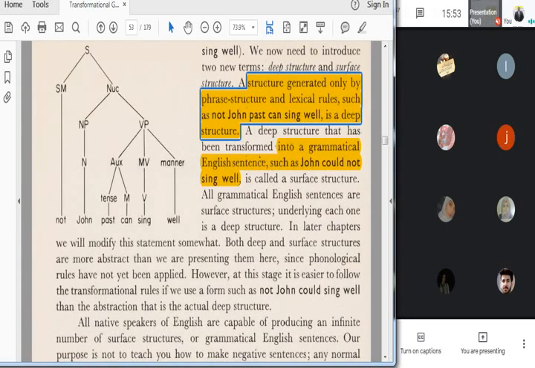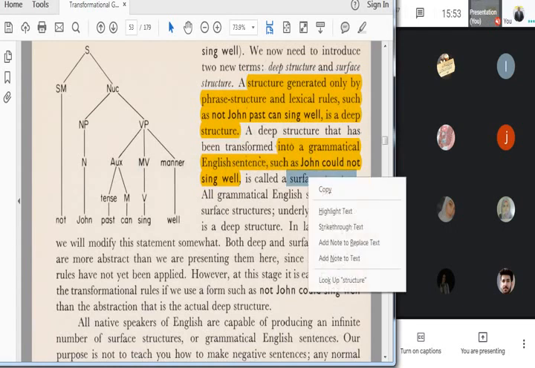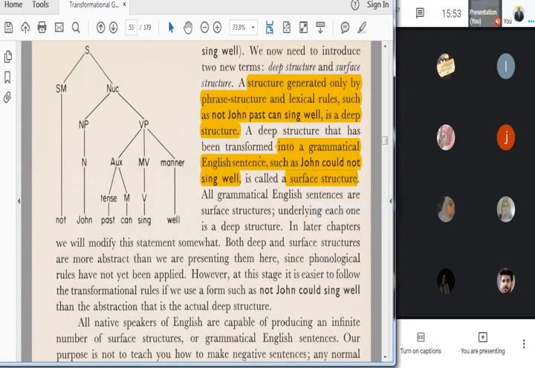What about John could not sing well? What do we call it? We call it surface structure. Okay? It is the surface structure of the sentence, not the deep structure. All grammatical English sentences are surface structures.